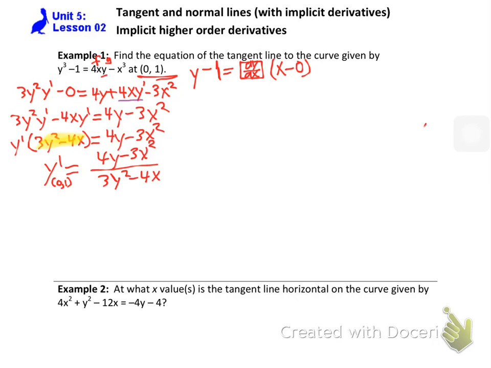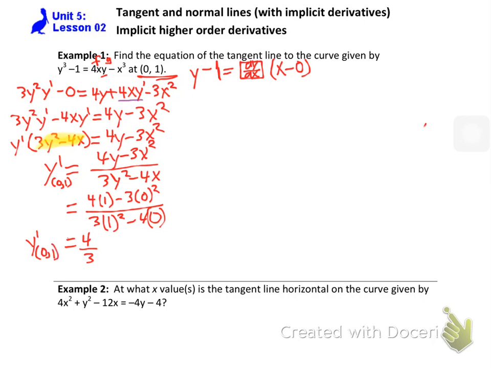So we have 4 times 1 minus 3 times 0 squared. Of course, this is 0. All over 3 times 1 squared minus 4 times 0. So it looks like our slope is simply 4/3. So we just found y prime at (0, 1).